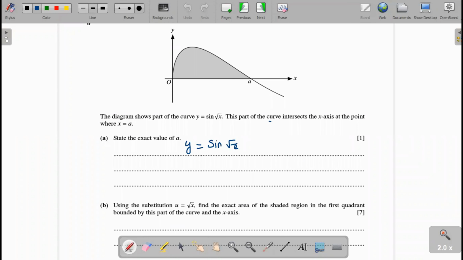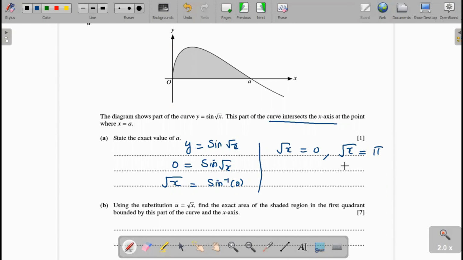Now you see here the curve intersects the x-axis, therefore y is 0. We can write it as 0 equals sine square root x. The next step: square root of x will be equal to sine inverse 0, and sine inverse 0 gives x equal to 0 or x equal to pi. Square root of x equal to pi. Therefore, we can write x will be equal to pi square.